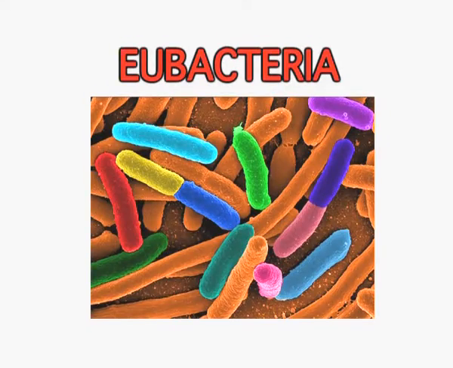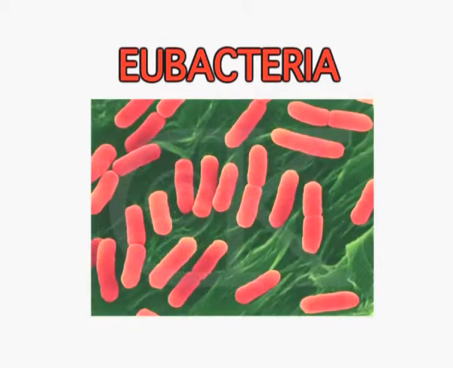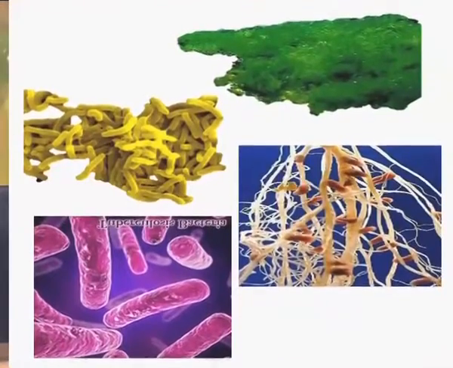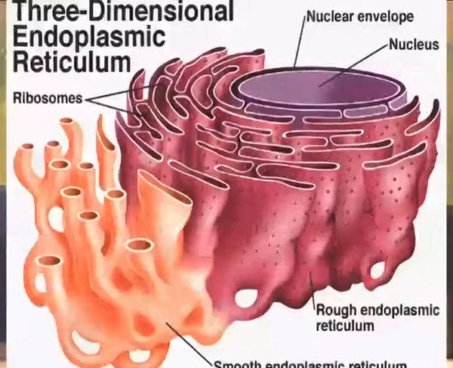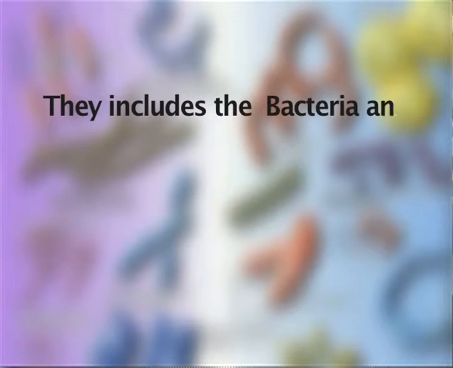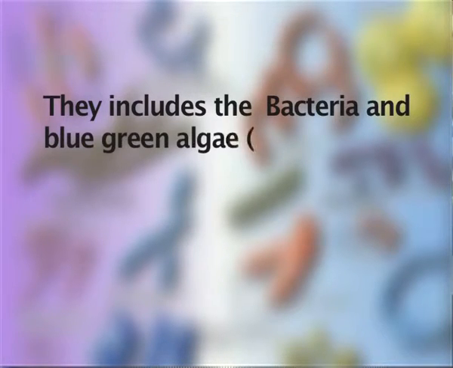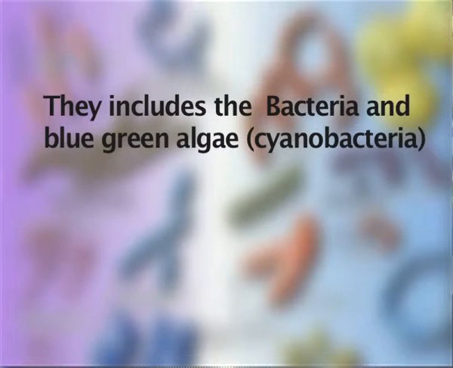Let us see the various eubacteria. As you can see here, they are of different colors, shapes, etc. So these eubacteria include all the microscopic organisms. They are prokaryotes, that is, the cell organelles in them, like mitochondria, Golgi apparatus, endoplasmic reticulum, etc., are absent in them, and they do not have a well-defined nucleus. They include the bacteria and blue-green algae. The blue-green algae are now known as cyanobacteria.